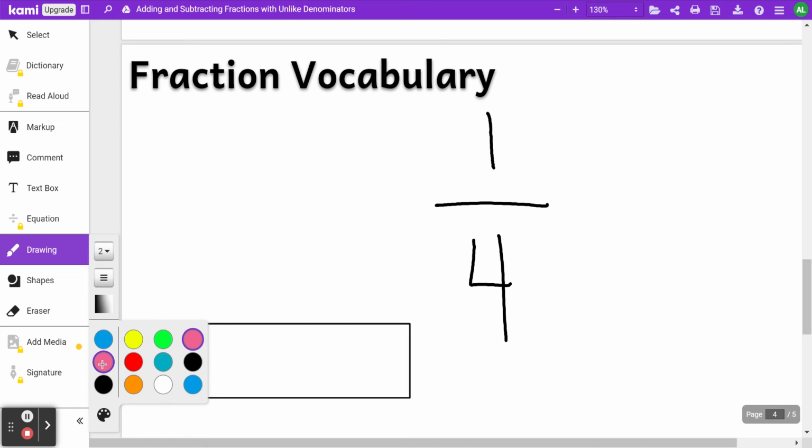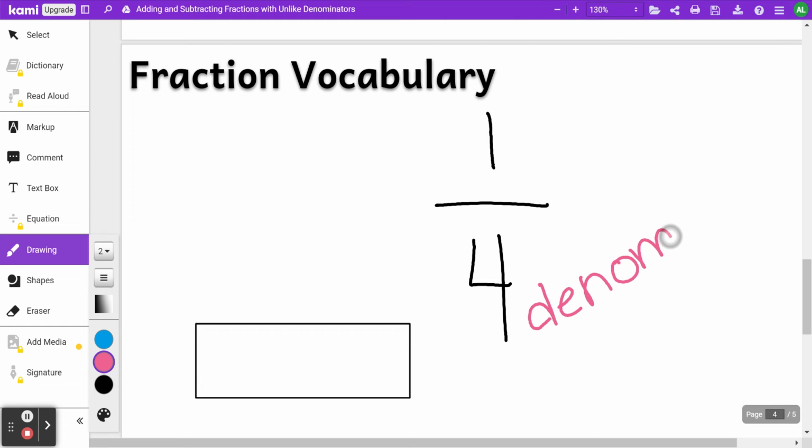We're going to start here with the denominator. The denominator is how many pieces it takes to make one whole. So since in this case our denominator is 4, it takes 4 pieces to make one whole. And the important thing to note is that these are equal pieces.